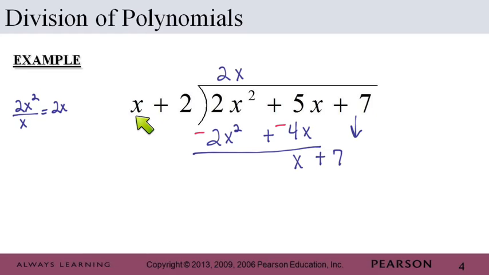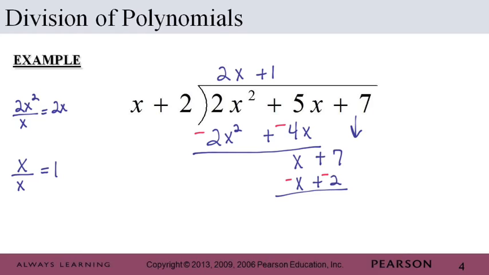And so now I'll say, how many times will x plus 2 go into x plus 7? So I visualize, for my guess, x over x, which is 1. So we'll put 1 up on the line here. And then we multiply back. X times 1 is x. 1 times 2 is 2. And then we'll change signs and add.